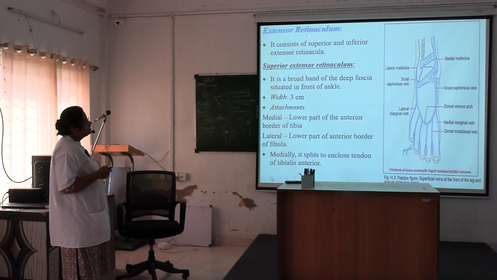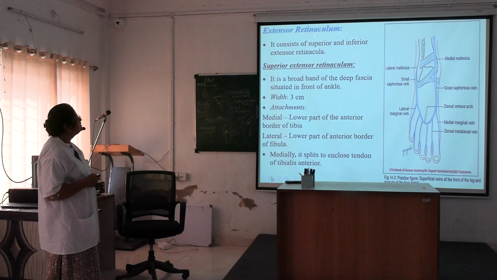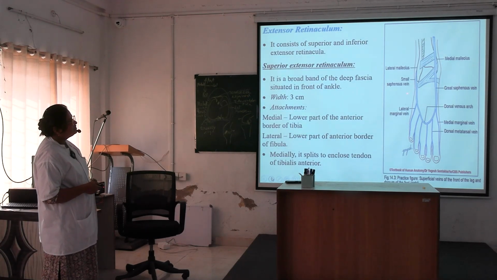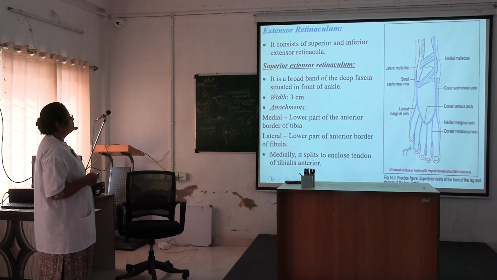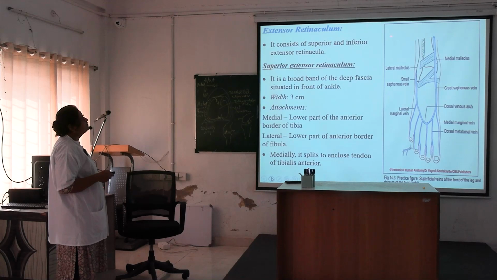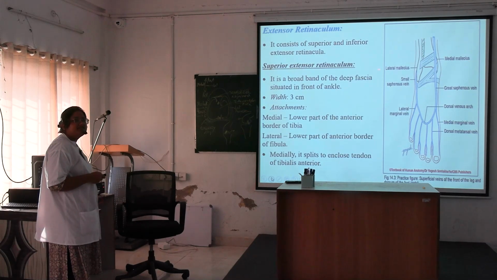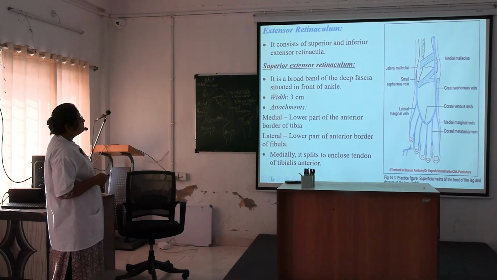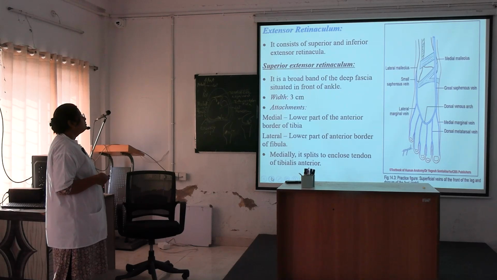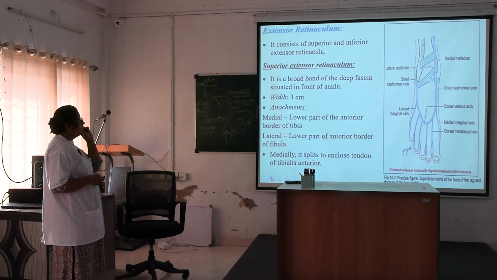So we will discuss the retinacula and their attachments. First is extensor retinacula. See, this is superior and this is inferior extensor retinacula. Extensor retinacula consists of superior and inferior extensor retinacula. The superior extensor retinacula is a broad band of deep fossa situated in front of the ankle. This is superior. Width is about 3 cm.